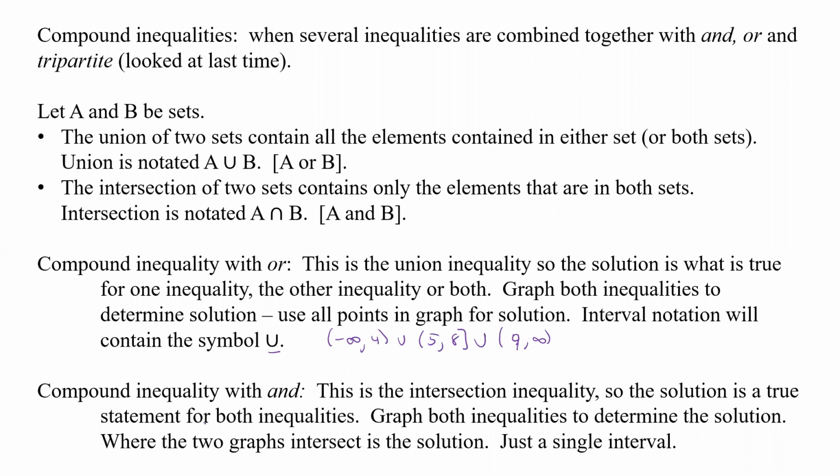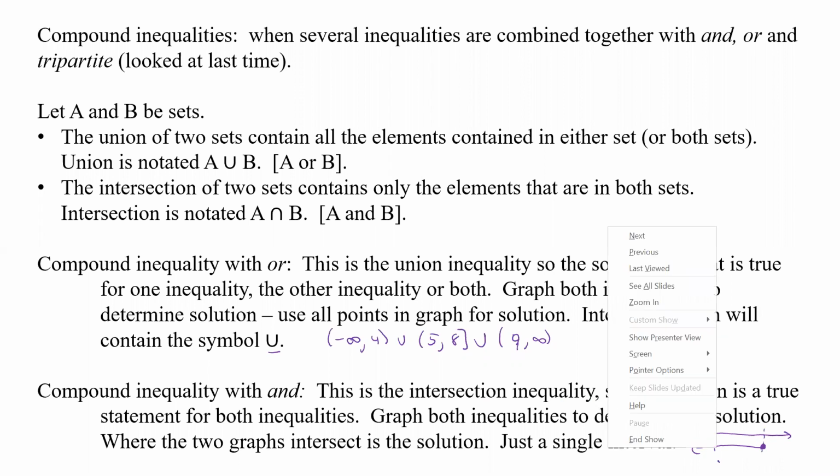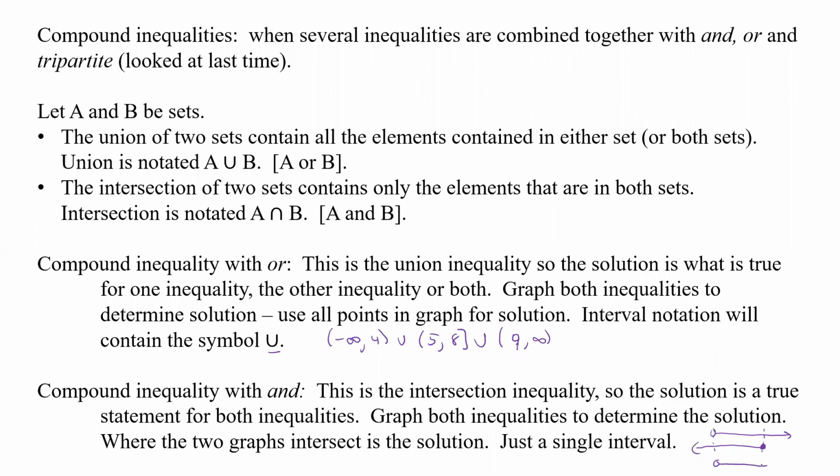Now, if we have a compound inequality with and, this is the intersection inequality. So the solution is a true statement for both. Basically, wherever the two solutions intersect is going to be our solution, and it's going to be a single interval. Like we saw in the tripartite, one might go this direction, the other might go this direction, and the intersection is the only part that counts. It's going to go from here to here, and that's our solution.